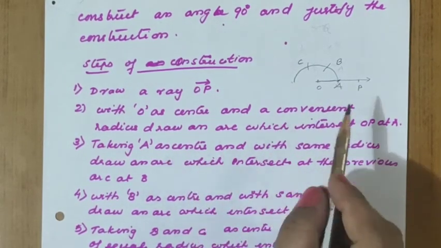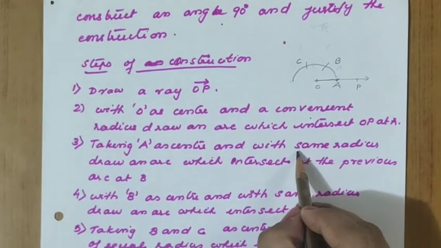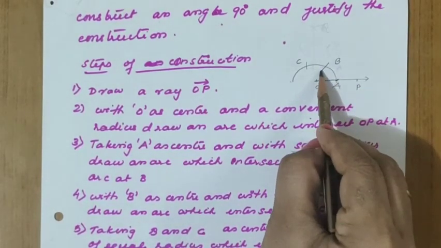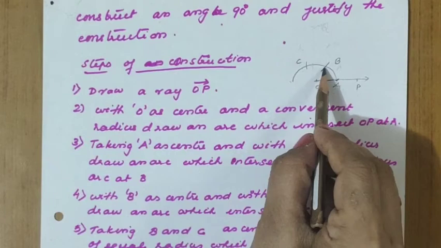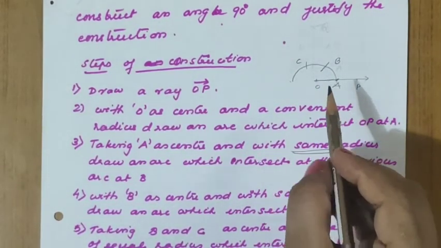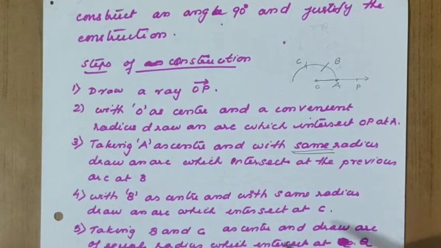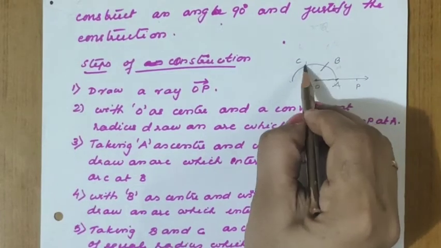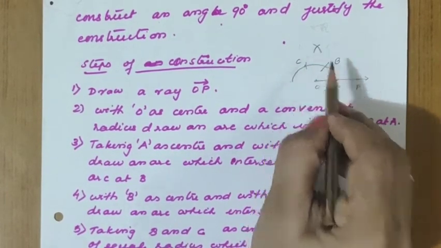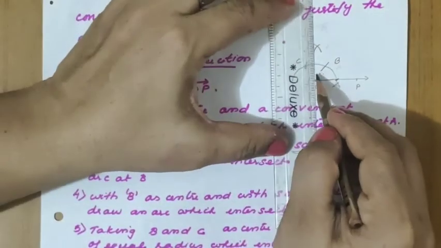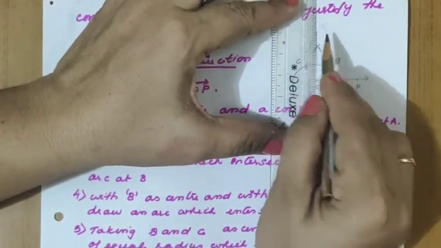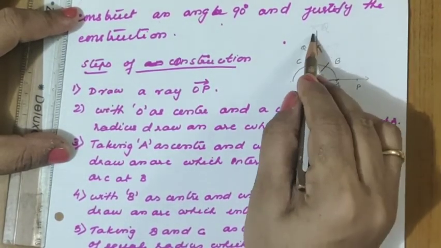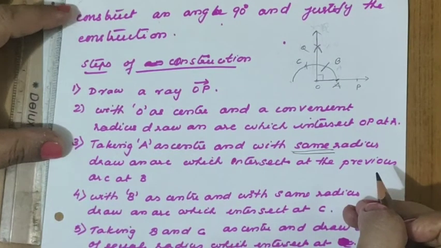So read the steps. With O as center and a convenient radius, draw an arc which intersects OP at A. That means this semicircle we have drawn cuts OP at A. Now what is the next step? With A as center and the same radius, draw an arc which intersects the previous arc at B. Now we change the center to B. With B as a center and the same radius, draw an arc which cuts at C. Now taking B and C as centers, draw arcs of equal radius. So with B and C, you will get two arcs, and join this one at Q. So angle POQ equals 90 degrees. Now we will see the justification after our real construction.